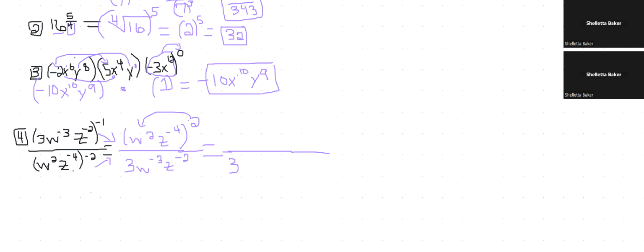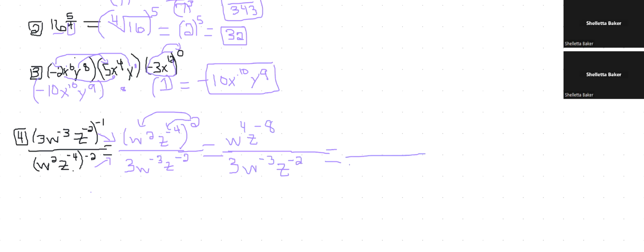All right, so let's apply this power of 2 to each of these terms in the numerator. We need to square W squared to the power of 2. We're going to multiply 2 times 2. That will give us W to the 4th power. And then our Z terms, we have -4 times +2. That'll give us Z to the power of -8. Our denominator, we're just going to carry over that W to the power of -3 and Z to the power of -2. Now we can combine those like terms.